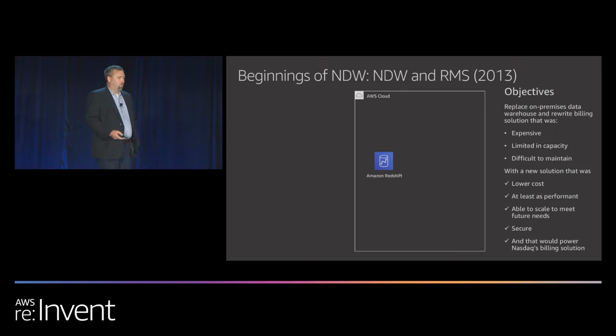So during that project, we worked with AWS and we selected Amazon Redshift. It was a very collaborative relationship between Nasdaq and AWS to make sure that that Redshift solution delivered what we needed.